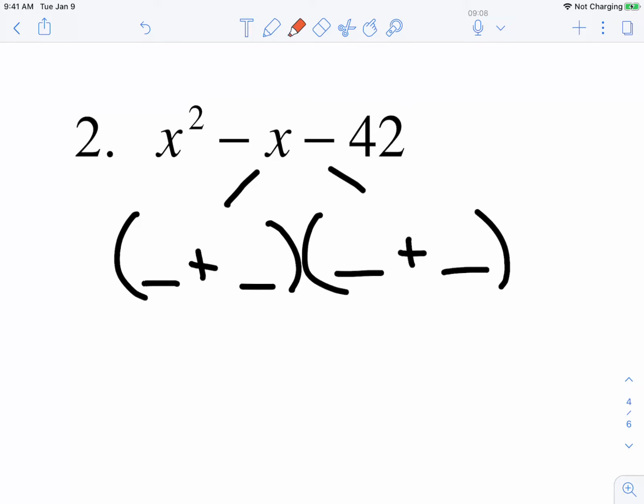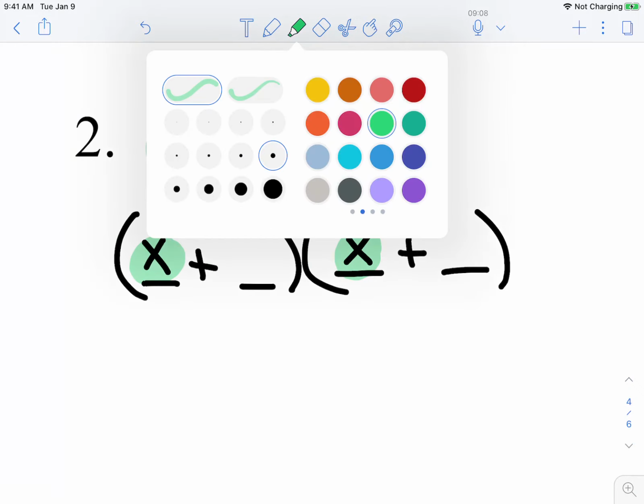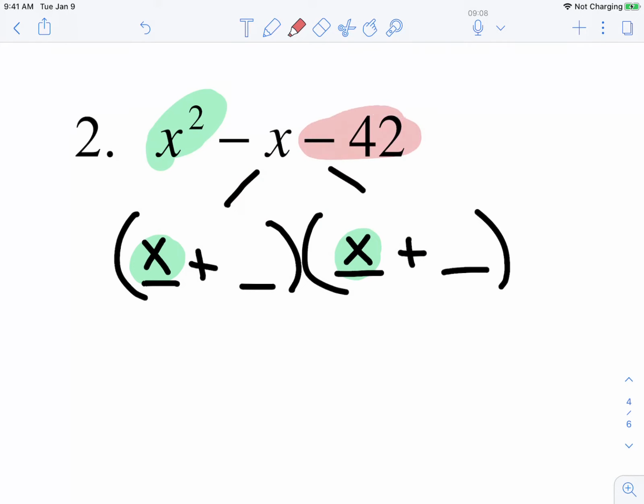All right, again, that breaks up and goes into the first blank, right? So an x and an x. Next, I need multiples of -42. What do I want them to do? Well, it's a negative, so one of them is going to be negative, one of them is going to be positive. I want the bigger number to be negative. Why? Because I want it to add up to -1x.